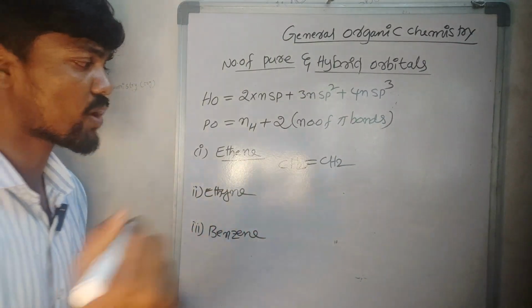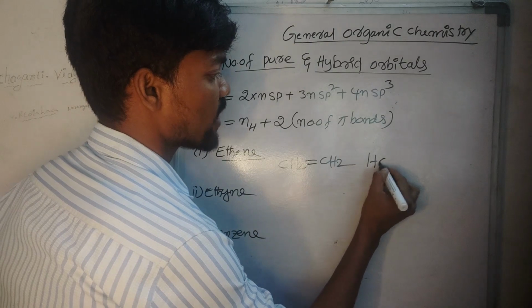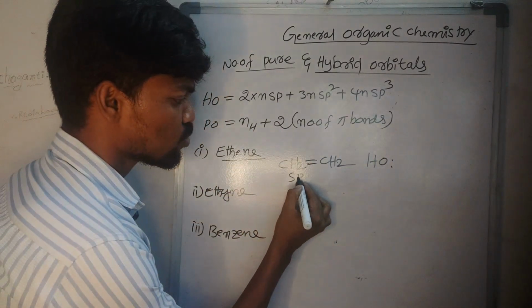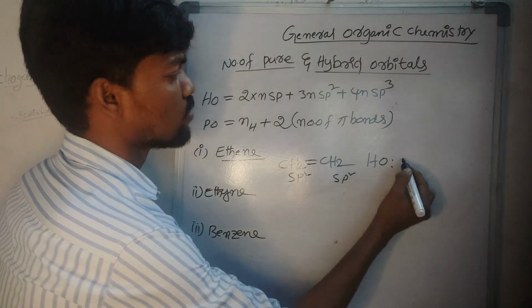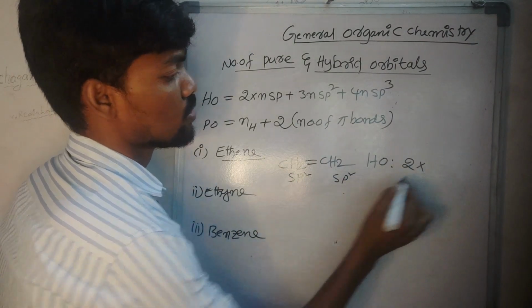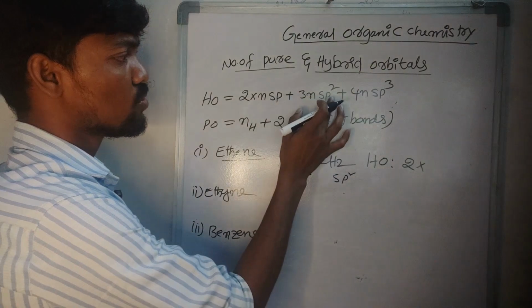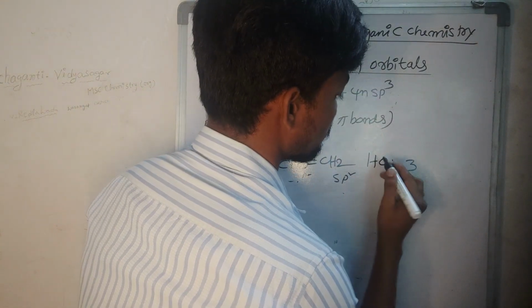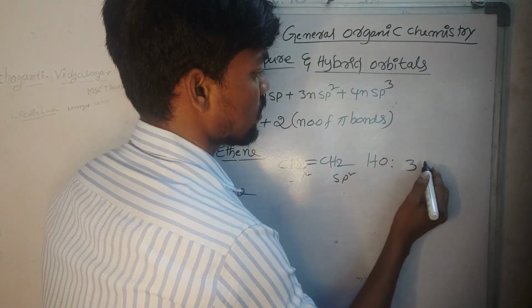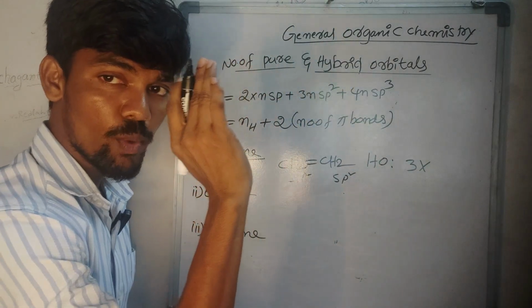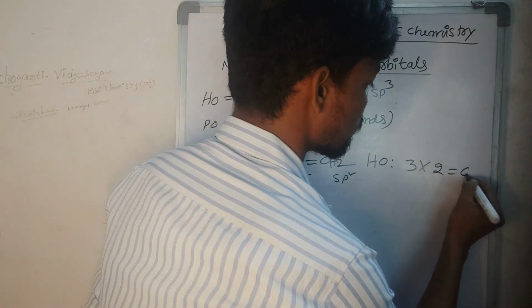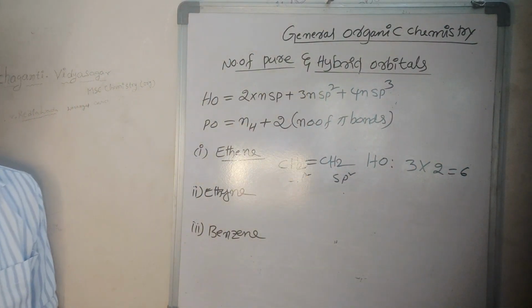For C2H4 you have to find the number of hybrid orbitals, HO. Both carbons undergo sp2 hybridization. You know that for sp2, you have to multiply by 3. So 3 into how many sp2 carbons are there? 2. So that's why here we have to get 6.